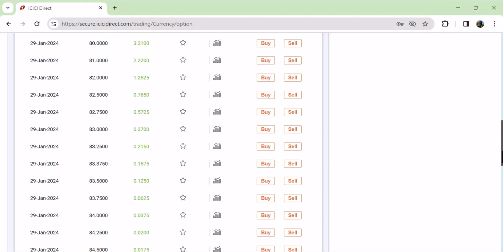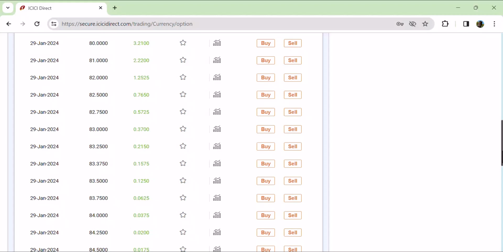So on 29th January, you have the 80 rupees strike price first. The premium is 3 rupees 21 paisa. If you look at it, which is in a different color, 3 rupees 21 paisa. Is it visible? Okay. So the premium is 3 rupees 21 paisa. That means you have to pay 3 rupees 21 paisa per dollar, and a lot is 1000 US dollars. So this is 3 rupees 21 paisa per dollar premium. Not per lot, per dollar.